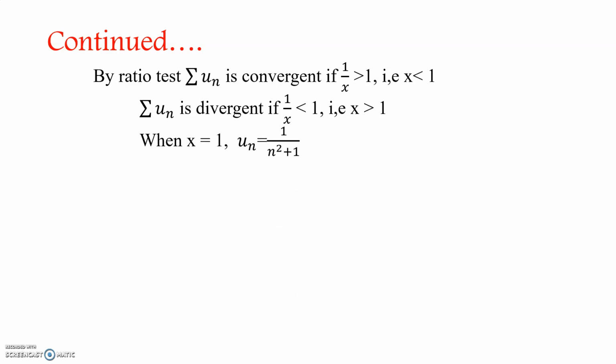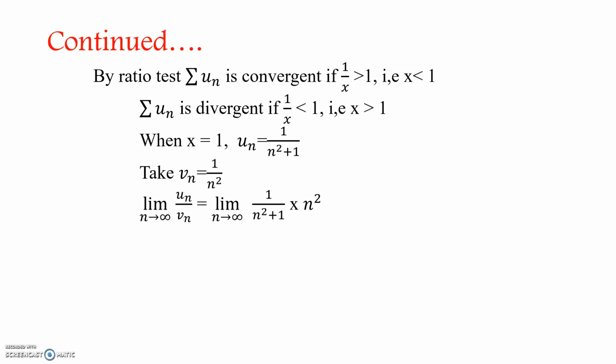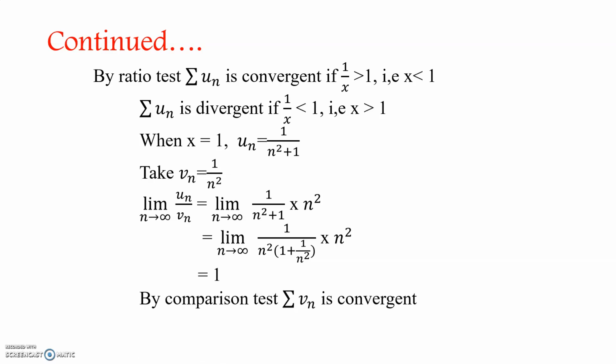When x is equal to 1, un is equal to 1 by n square plus 1. Take Vn is equal to 1 by n square. So by using the comparison test, limit n tends to infinity, un by Vn is a finite value. By comparison test, summation Vn is convergent, here the p value is greater than 1. So greater than 1, it is convergent.